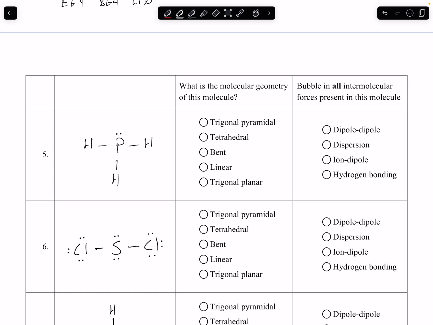All right, I guess phosphorus trihydride, not tetrahydride. We've got 3 bonding groups, 1 lone pair. So bonding groups 3, lone pairs 1, electron groups is 4. Go look at your own table. Honestly, at this point, I think I'm just going to fill these in. That's trigonal pyramidal. We have a lone pair, so there is dipole-dipole. There is dispersion because everything has dispersion. No ions, and those hydrogens are not attached to nitrogen, oxygen, or fluorine.